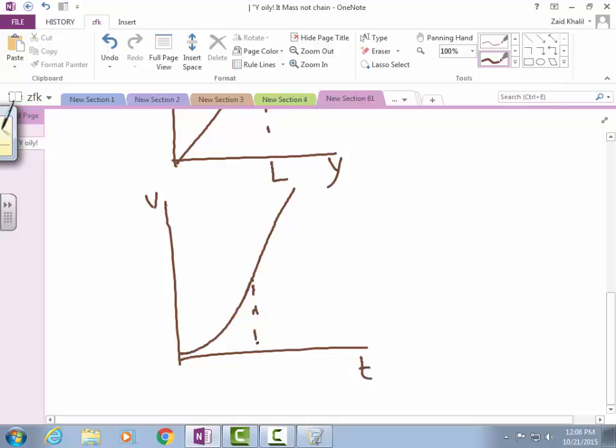When y equals L, it's exponential. And then once y is greater than L, it is linear. And what's the value of the slope here for the linear portion? That's right, slope equals g for this portion.